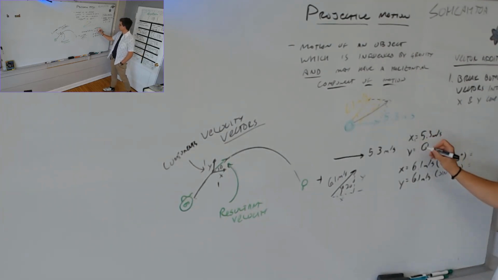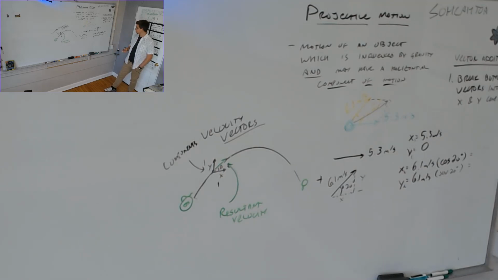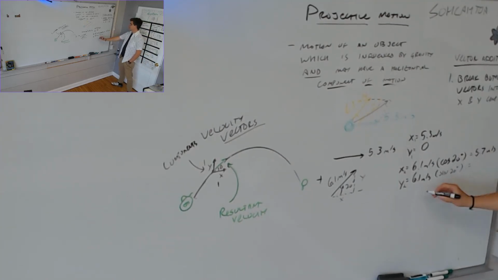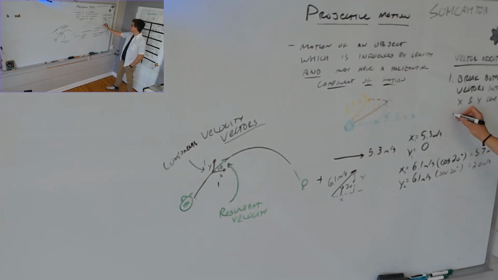Let's call this one x1 and y1. Let's call this one x2 and y2. I like those abbreviations because they help keep us straight. Type it in your calculator. 6.1 cosine 20. 5.7 meters per second. 6.1 sine of 20. 2.0 meters per second. Good. Now, next step, add x's and add y's.